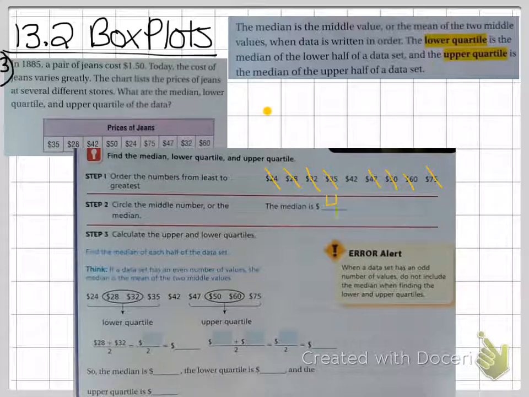And yay, we have an odd number, so that is 42. No extra work for us. So our median is $42. Now we have to find the lower quartile and the upper quartile.